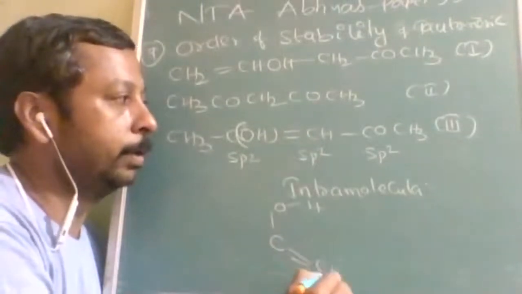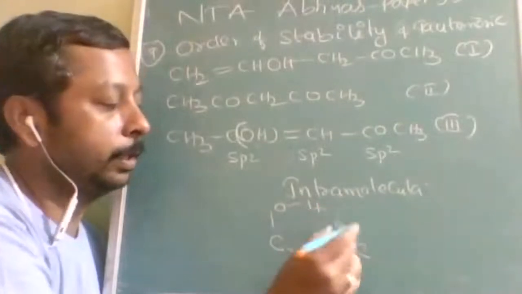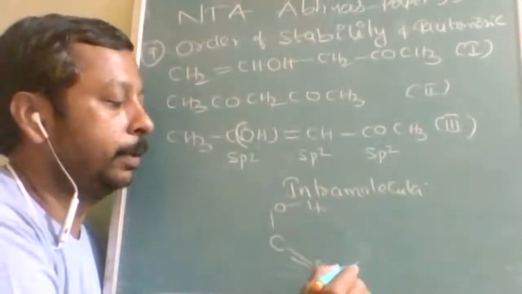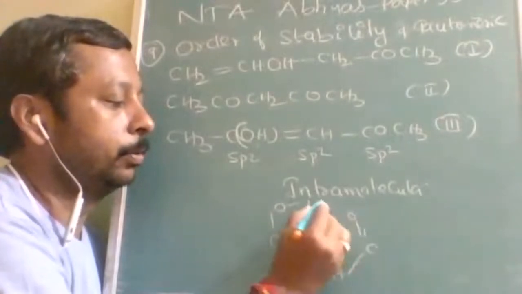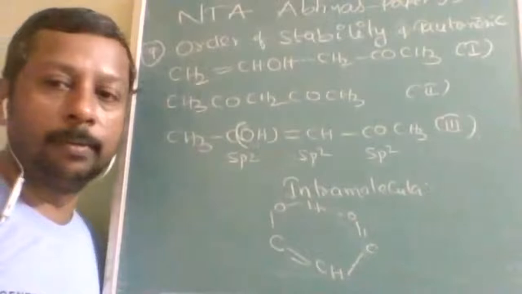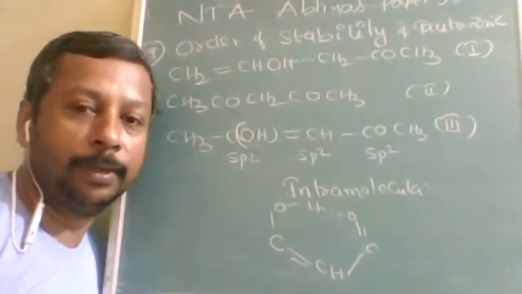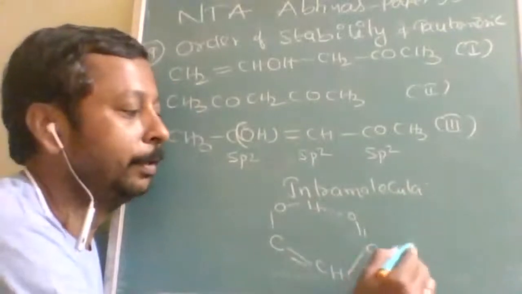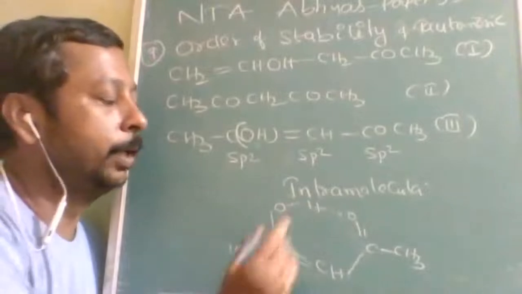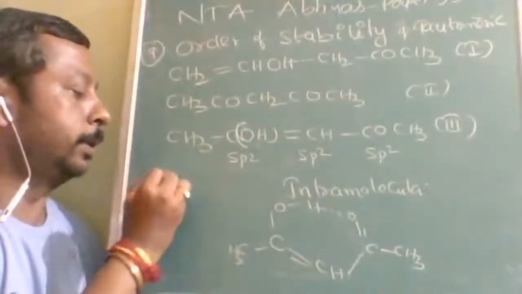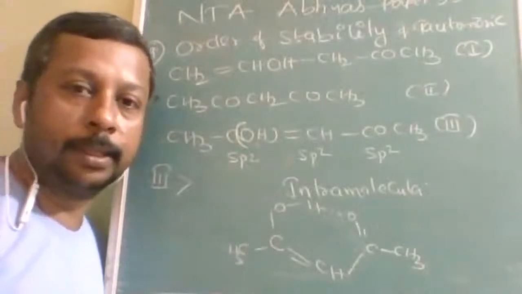This will be double bond, CH. This will be the C double bond. I will write carefully, C double bond O. So there can be intramolecular hydrogen bonding and a nice six-membered ring. So this is CH3, this is CH3. See how nice it looks. So the third option is the highest. At least you can check with that.